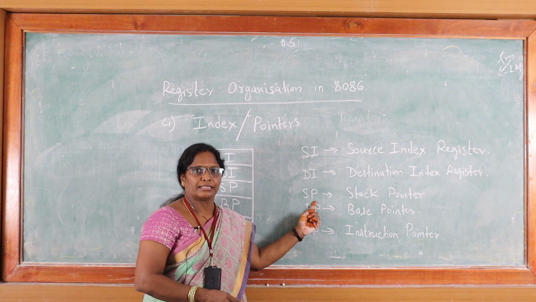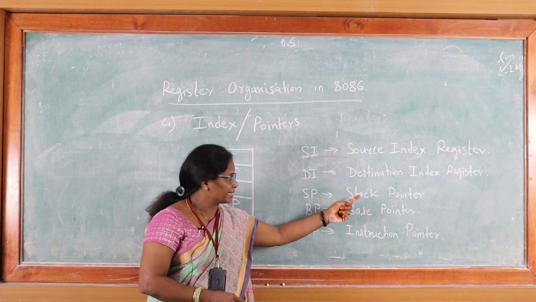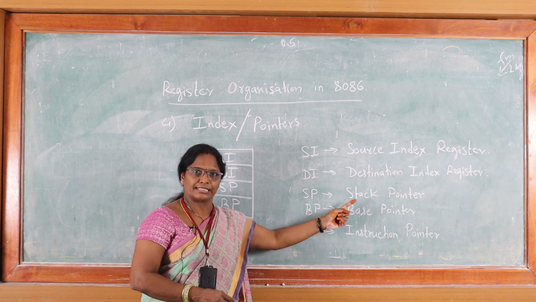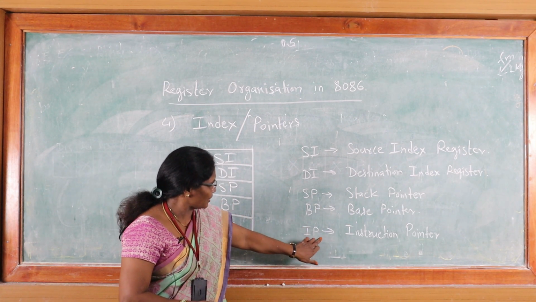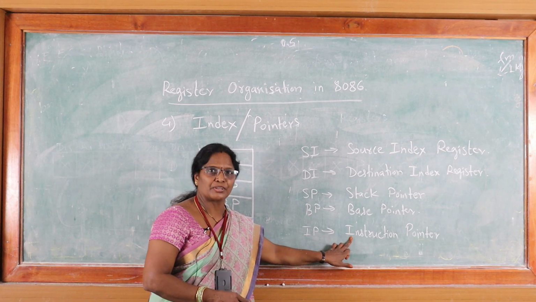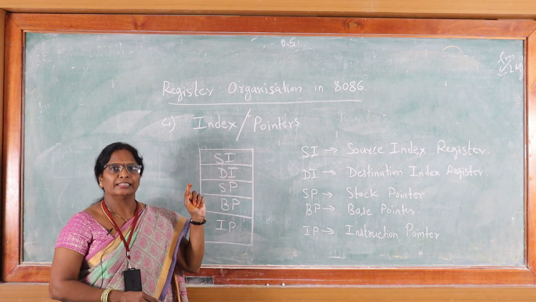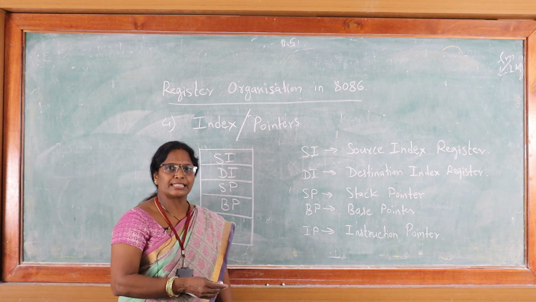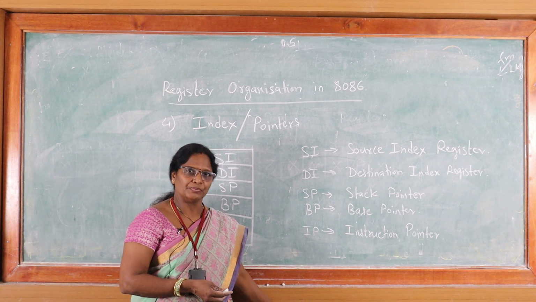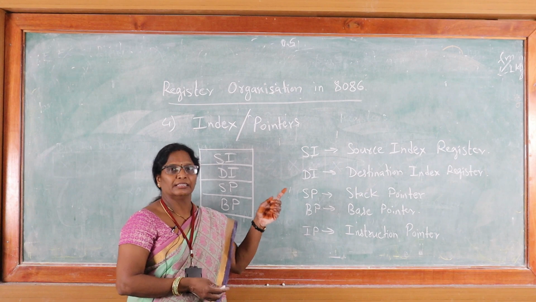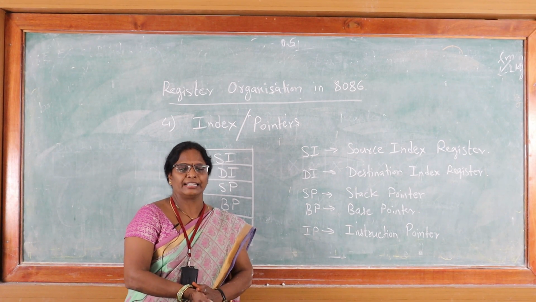Stack pointer, SP, indicates the stack pointer. The stack pointer shows the top of the stack. Instruction pointer, IP, indicates the instruction pointer. This register stores the address of the next instruction which the processor has to execute. So this is about the register organization of 8086.